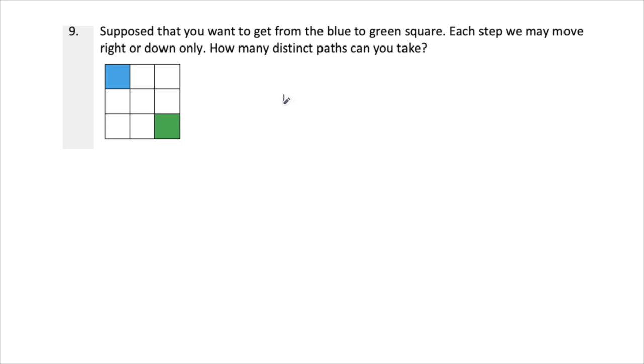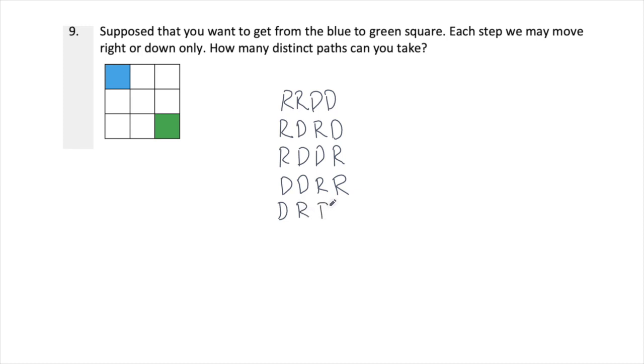They would be right, right, down, down, right, down, right, down, right, down, down, right, down, down, right, right, down, right, down, right, and finally, down, right, right, down. Since there are 6 distinct combinations, the answer to this problem is 6.